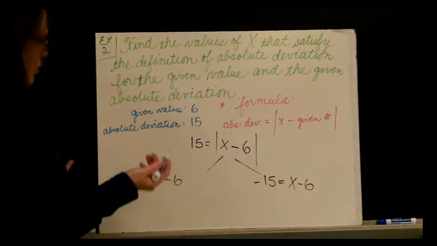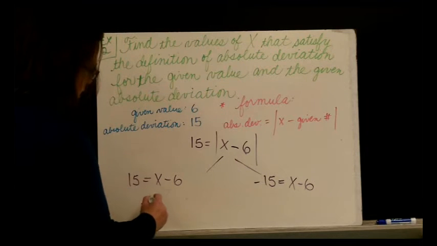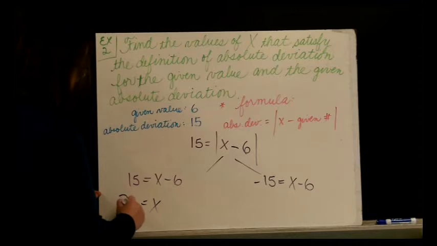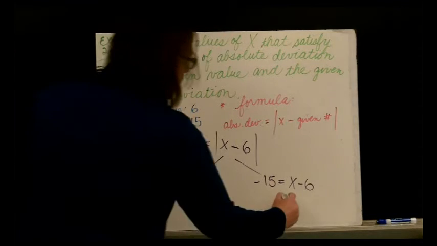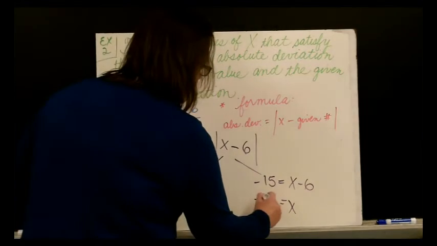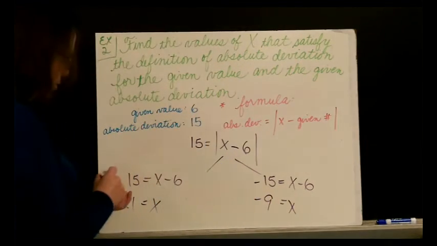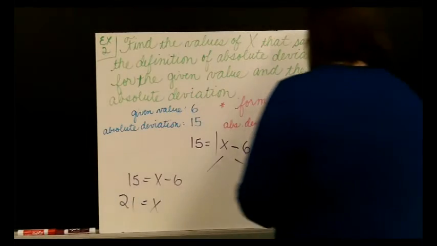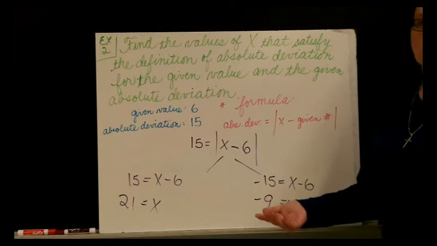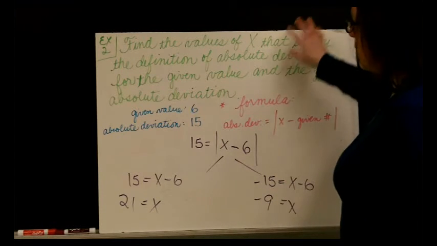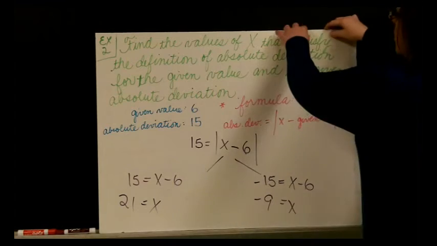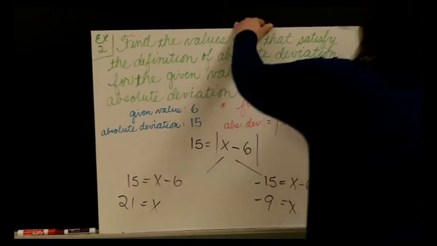Then you'll solve by adding a positive 6 on both sides. And here, one of the values of x is positive 21. And the second value of x for this equation is negative 9. So just to remind you, the computation itself is very basic, it's very easy. This is more about learning the terminology and learning how to solve these equations. Let's look at our third example.